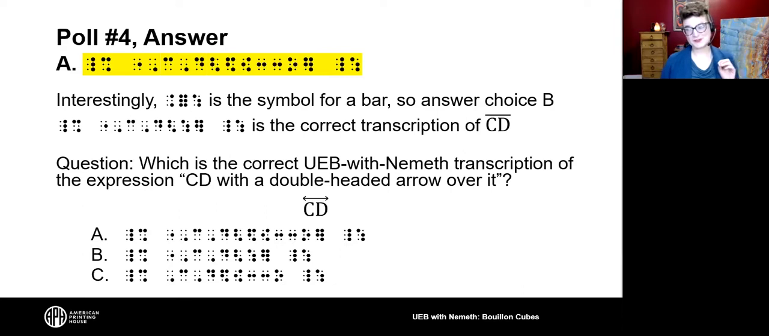It's worth noting for this particular question that answer choice B would be the correct transcription of CD with a line segment. So line segment CD. It just has a horizontal line and no arrowheads above it. This is another common notation in geometry. And the modifier that means that horizontal line is simply the cell 156.